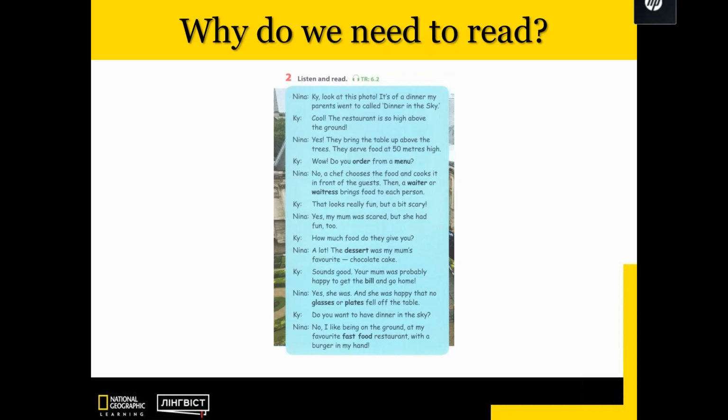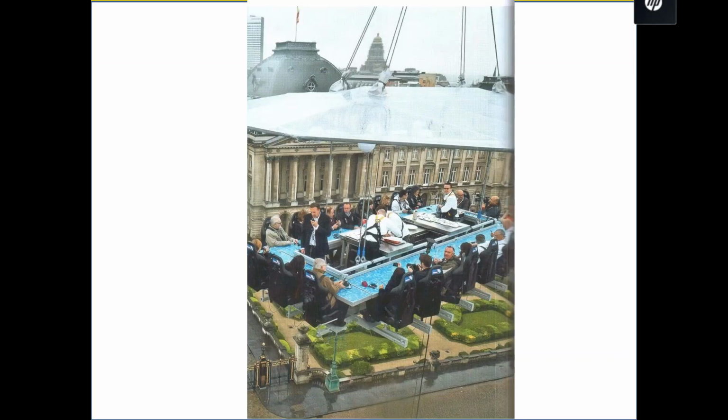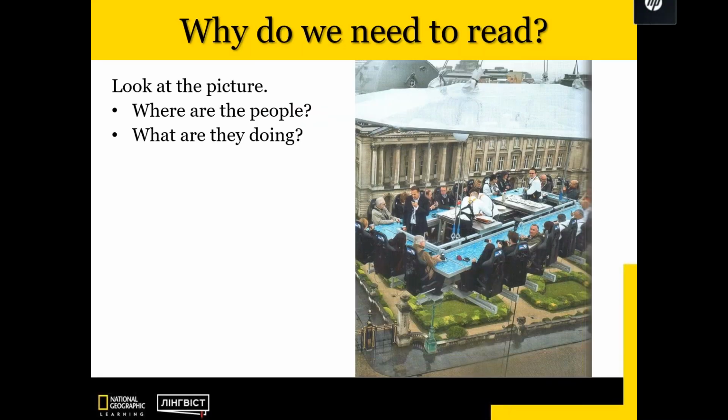But what if we start by showing them the picture? Let's have a look here. Here you can see people at a restaurant or, I don't know, at the tables. They are somewhere up in the air. The ground is below them. After the introduction, it would be good to ask students for their opinions. Where are the people? What are they doing?